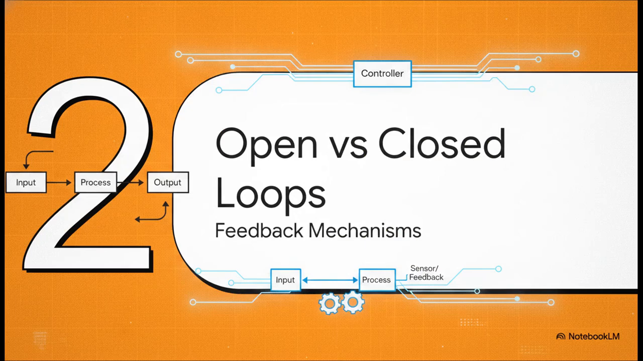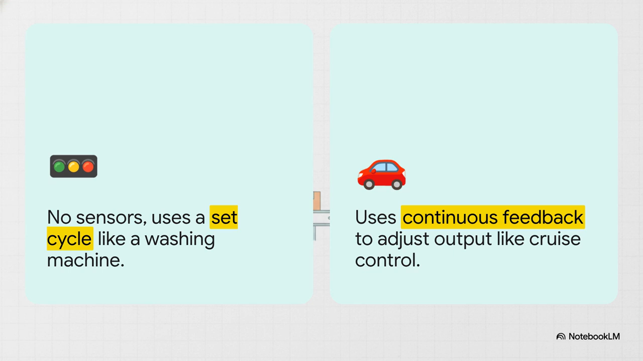Moving on to section 2, open versus closed loops. Now, there is a massive, game-changing difference in how these systems actually operate in the wild. Open-loop systems, they're essentially blind. Think of a standard washing machine or old-school timed traffic lights. They just run through a predetermined, rigid cycle, completely and utterly oblivious to what is actually happening around them.